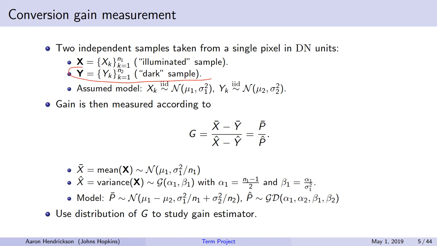And I know the hat there is not a typical notation, but that's what that means. So we have the difference of the means divided by the difference of the variances, and by using this normal model we can conclude that the difference of the means is also normal. Here it is. The difference of the variances is this gamma difference distribution. So each individual variance is distributed according to the gamma, and so the difference is this so-called gamma difference distribution. And so the goal is to be able to study the properties of this conversion gain estimator under this model.